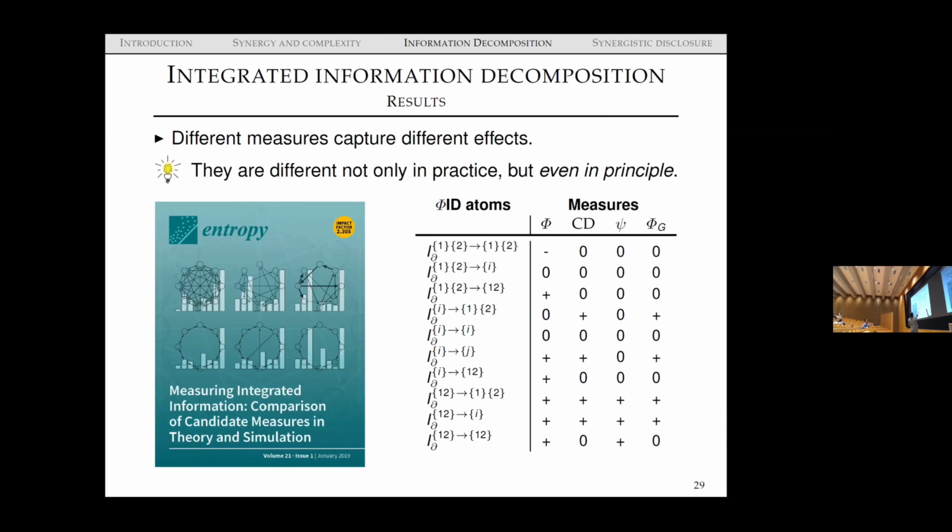And this basically says that phi is a sort of combination, has a negative component of this particular atom, that is sort of redundancy in the past and redundancy in the future. And then it has a positive contribution from each one of these atoms. Right? So different of these measures have contributions from different types of atoms. Yeah, exactly. Zero means no contribution. Correct. Yeah.